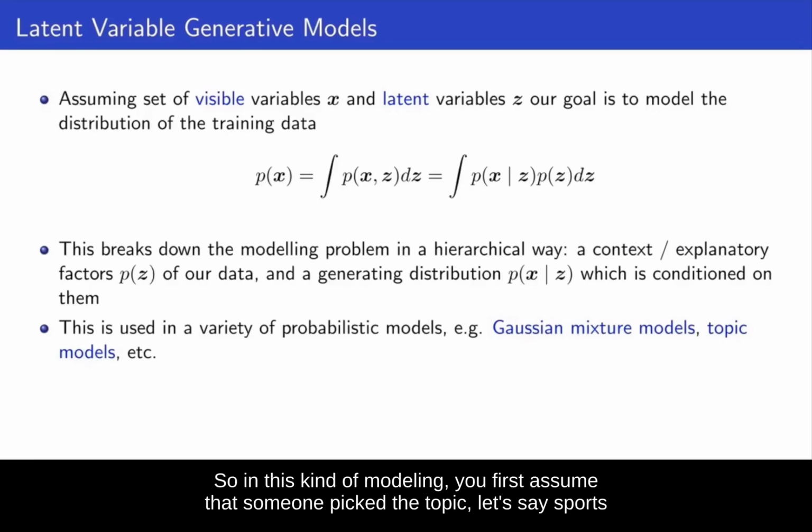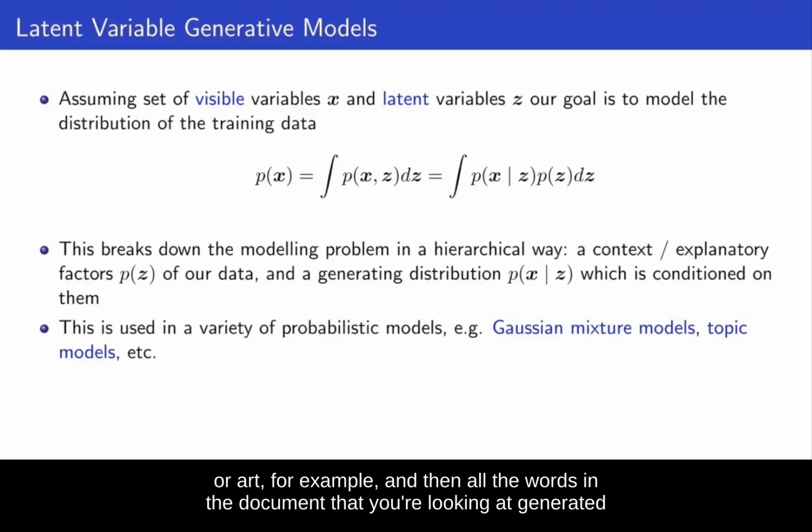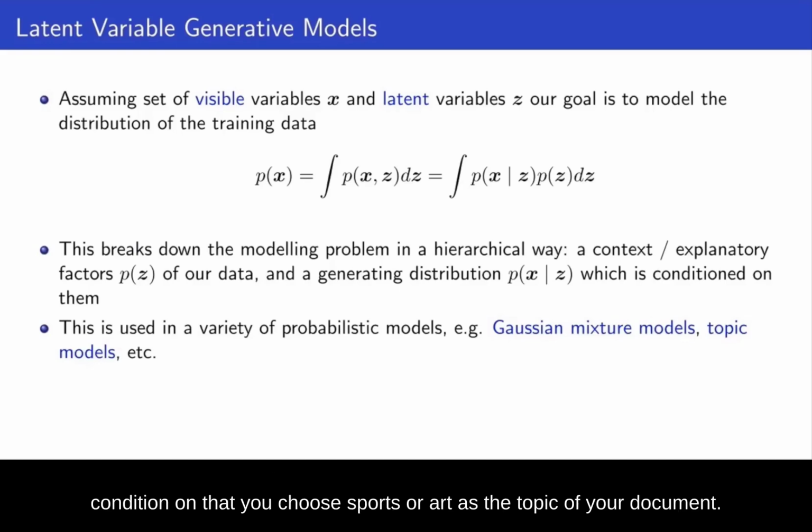In this kind of modeling, you first assume that someone picked the topic, let's say sports or art, for example, and then all the words in the document that you're looking at are generated conditioned on that you choose sports or art as the topic of your document.